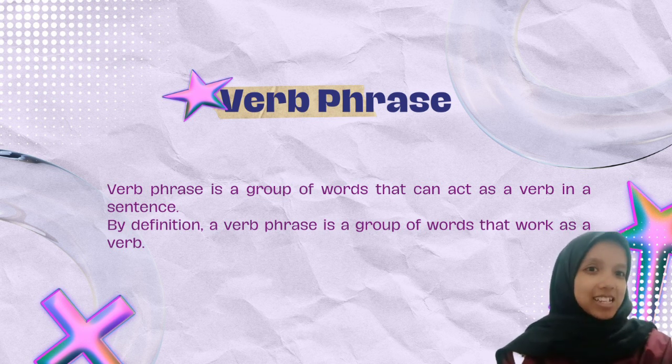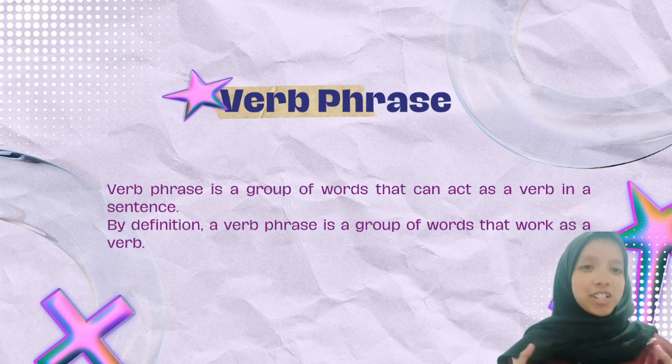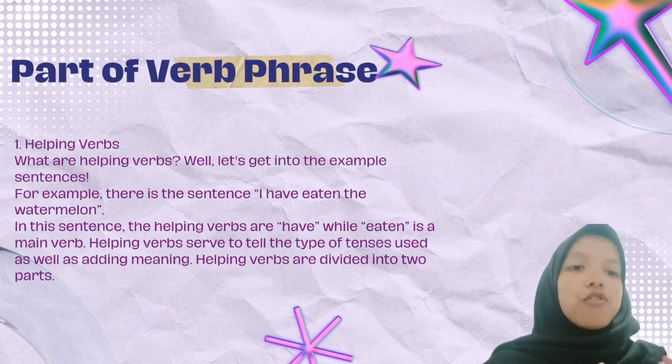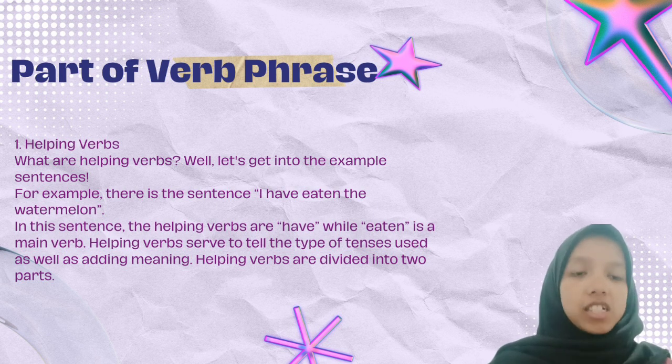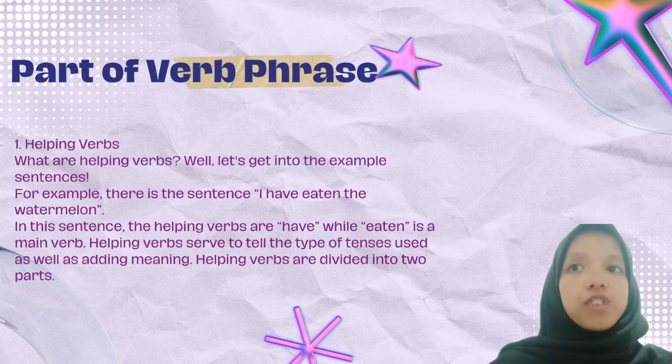The next slide is about verb phrase, our main discussion today. Okay, verb phrase. A verb phrase is a group of words that can act as a verb in a sentence. By the definition, a verb phrase is a group of words that work as a verb. Basically, verb phrases are divided into two parts. The first is helping verbs.